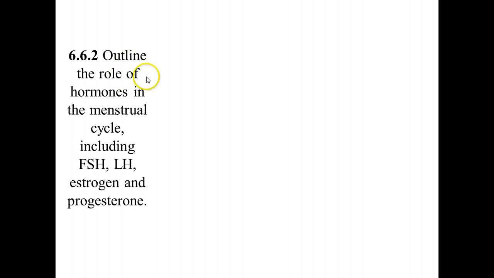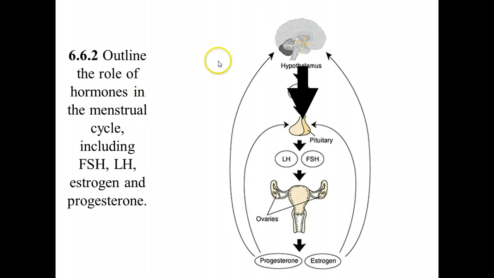Okay, so you need to outline the role of hormones in the menstrual cycle, including FSH, which is follicle stimulating hormone, and LH, luteinizing hormone, estrogen, and progesterone. So you should know how this all works, that the hypothalamus sends a signal to the pituitary gland, which is also part of the brain, that releases luteinizing hormone and follicle stimulating hormone. But this is released through the blood, so it's not a nerve response, it's a hormonal response sent through the blood.